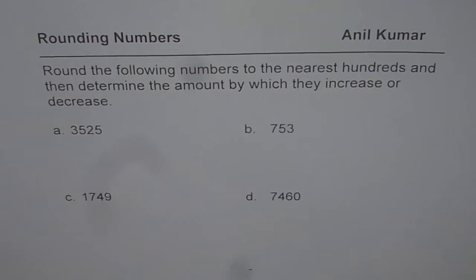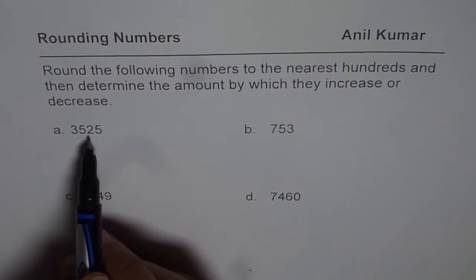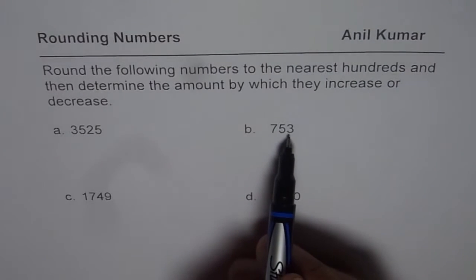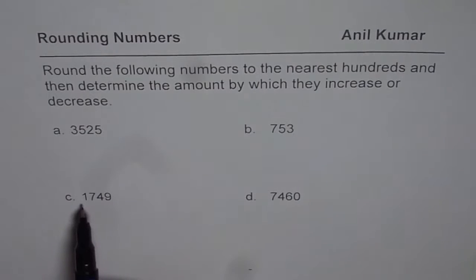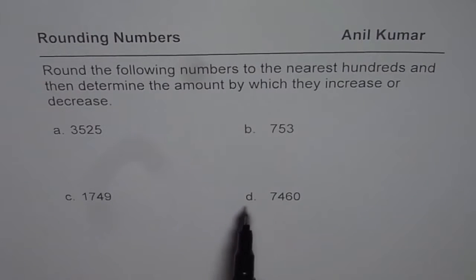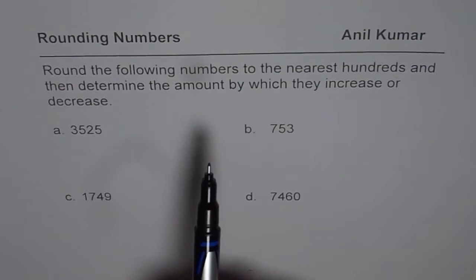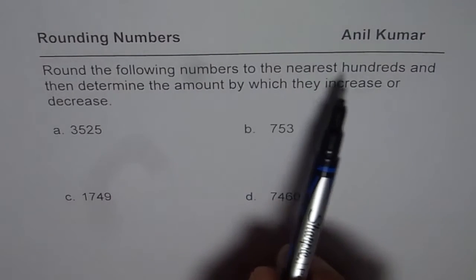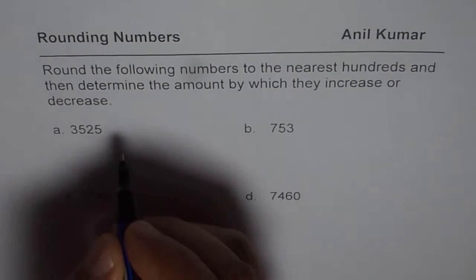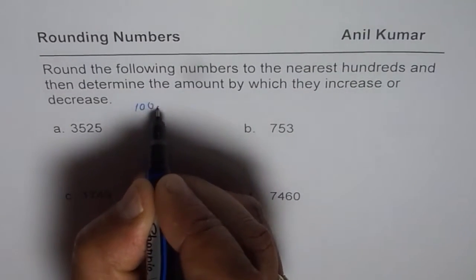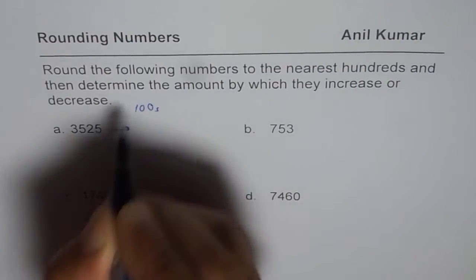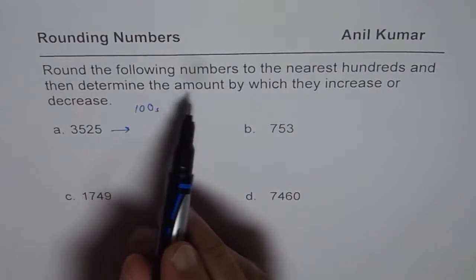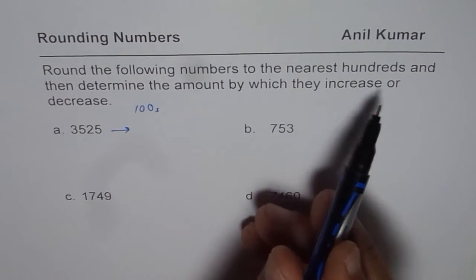We have four numbers here. The first one is 3525. 753 is the next number, 1749 is C, and D is 7460. So what do we need to do? We need to round the following numbers to the nearest hundreds. So the first step is to round them to the nearest hundreds, right? That is the first step. And then determine the amount by which they increase or decrease.